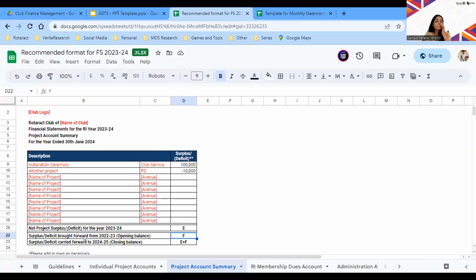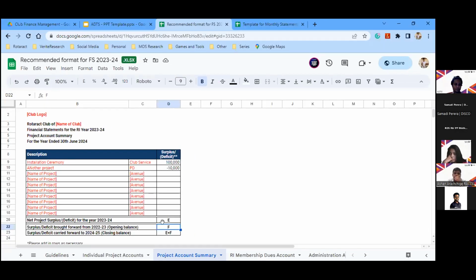And your closing balance is how much money you are leaving behind for the next president. Are you planning on taking all the money and going away, or are you planning on keeping like 10 rupees or whatever for that person? So your closing balance would be whatever amount you're leaving behind. In this, it says E plus F. The opening balance you will be using in your year for the first projects or administrative expenses, so you'll be using it throughout your year. So E plus F is your closing balance.